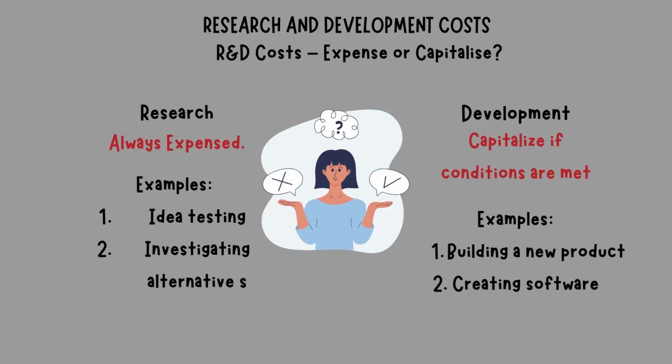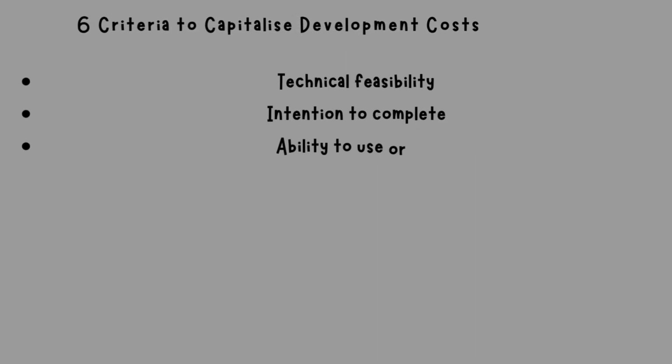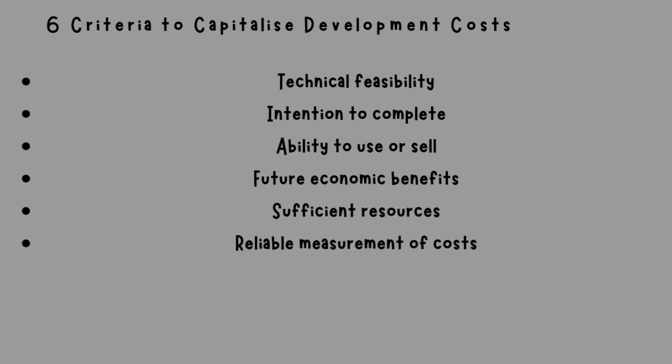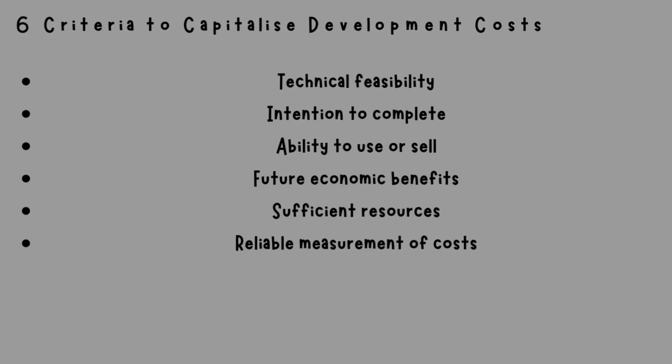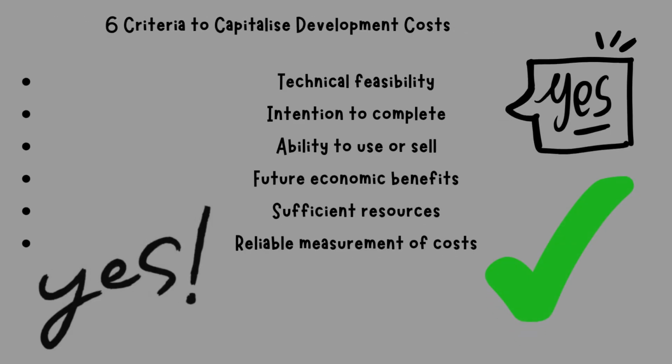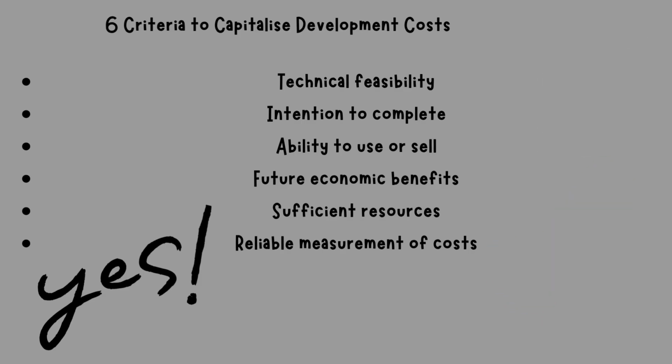Here's the tricky part: research versus development. Costs during the research phase are always expensed because there's no guarantee it'll lead to anything useful. But in the development phase, if 6 key conditions are met, like feasibility, intention to finish, ability to sell, and reliable cost tracking, then you can capitalize those costs as intangible assets.